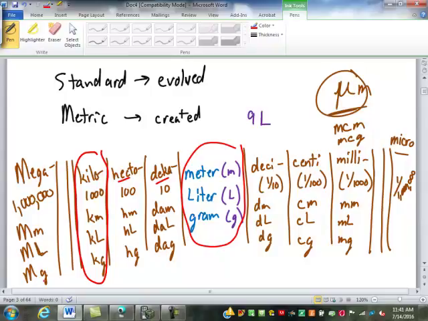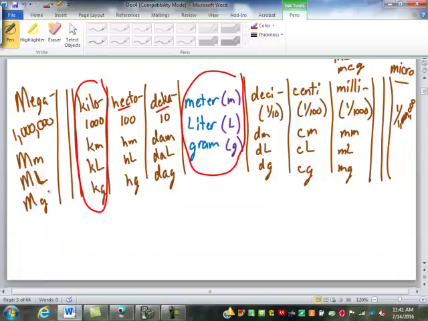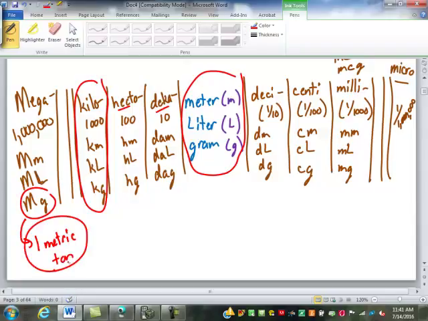Megagram is used a little bit, but it has actually been renamed a metric ton. So a megagram is 1,000 kilograms, or 1,000,000 grams, which is a metric ton. Actually relatively close, it's about 2,204 pounds. It's fairly close to a gross ton.